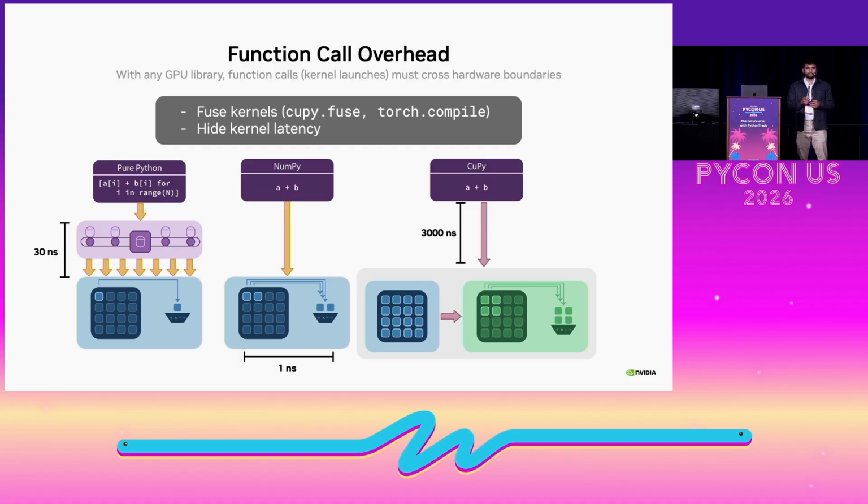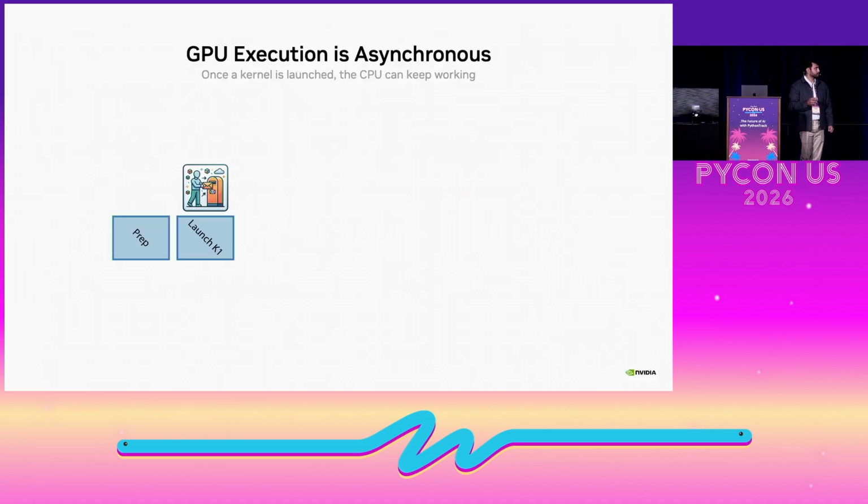The second tool that you have for making some of this a little bit cheaper is to hide that kernel launch latency. So to understand what that actually means, what exactly do I mean by that? We need to understand a little bit more about how GPU execution actually works. The most important thing that you have to understand about GPU execution is that it's asynchronous.